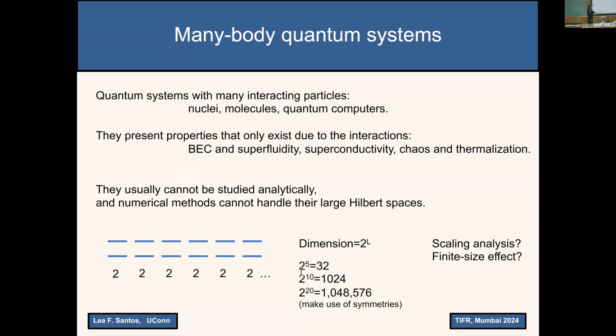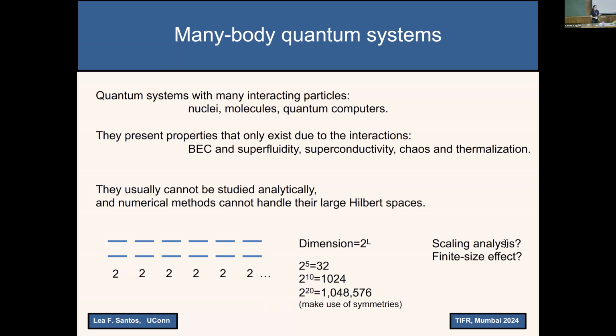But if I go to just 10, it's already 1,000. If I double, well, 1,000,000. So it increases exponentially with the system size. So doing this numerical analysis of these systems with enormous Hilbert space, well, we don't have enough resources for that. So if you're trying to do a scaling analysis, it gets really hard because you'll be playing with like 4 or 5 points.